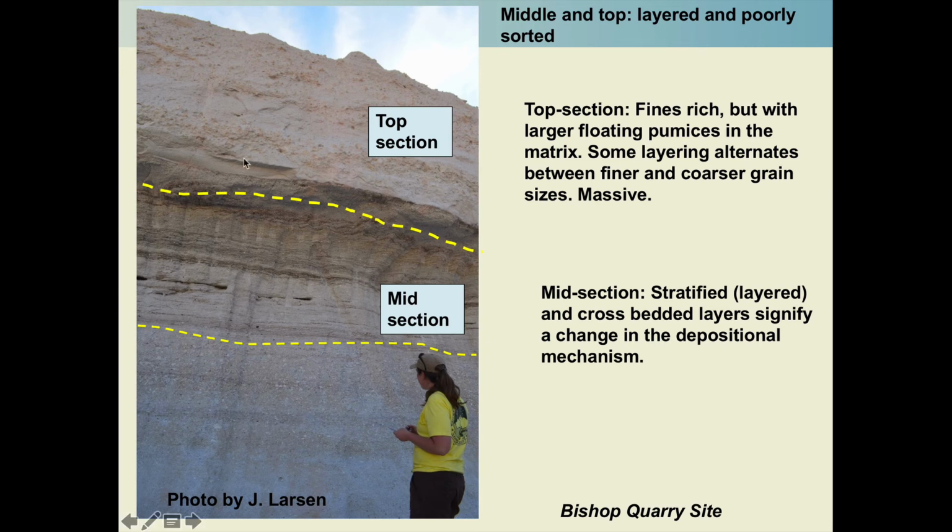The top section is fines rich, but with large floating pumices. It's poorly sorted and massive. Some layering, there could be finer and coarser grain sizes, but they're all very poorly sorted. So I think that's a pyroclastic flow deposit.